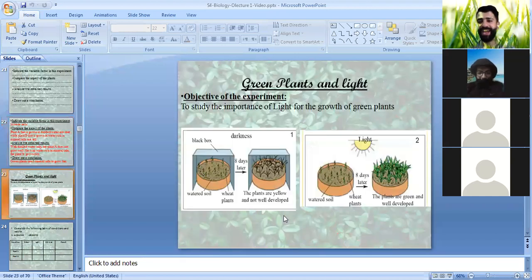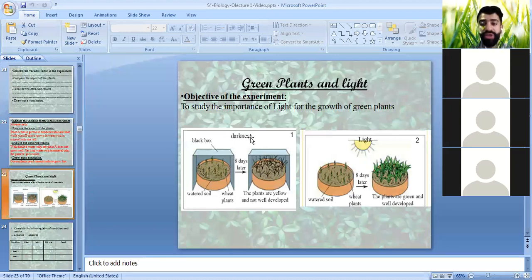So, green plants and light. The objective of this experiment is to study the importance of light for the growth of green plants. We have two plants: plant 1 placed in darkness, and plant 2 placed in the presence of sunlight. Plant 1 is placed in a dark box, or black box, that prevents light from reaching the plant. Eight days later, the plant is yellow and not well developed. Yet in the presence of light, the plant after 8 days is green and well developed.